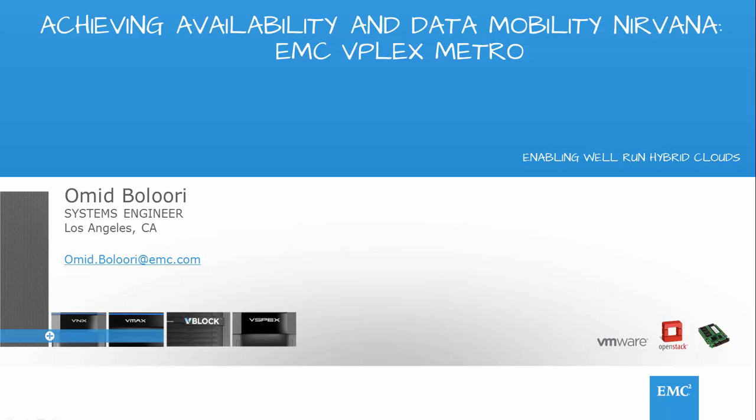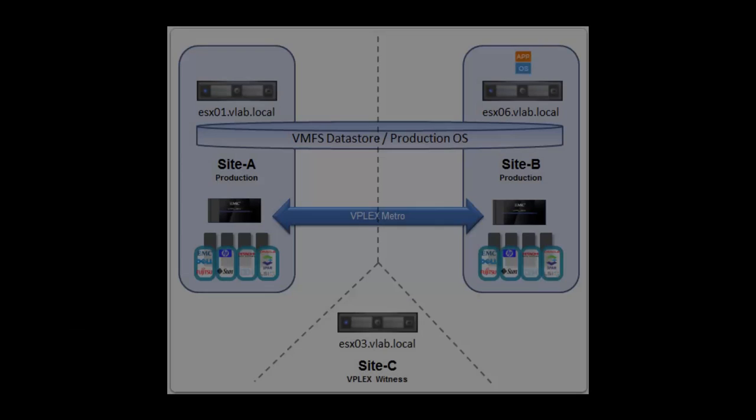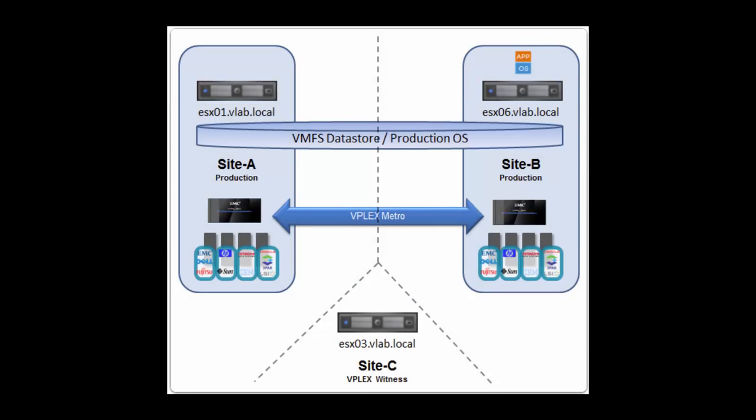Today we'll take a look at achieving true high availability and data mobility using EMC's VPLEX Metro solution. In this environment, we'll have two separate production data centers. Each data center will have its own VPLEX cluster, one EMC VNX array, and a single ESX host in each site. A third site will house the VPLEX witness server.